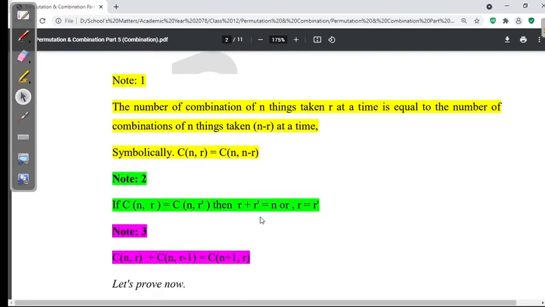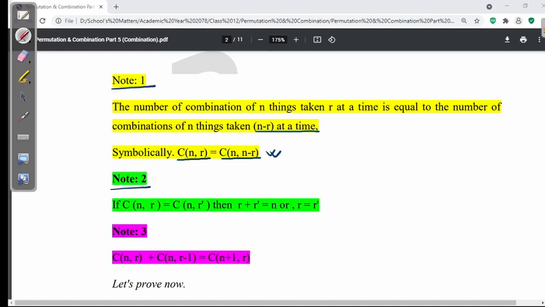Now the second part is, dear students, the number of combinations of n things taken r at a time is equal to the number of combinations of n things taken n minus r at a time. Symbolically, C(n,r) equals C(n,n minus r). We will prove this later. First, remember, it is a very important formula: C(n,r) equals C(n,n minus r).